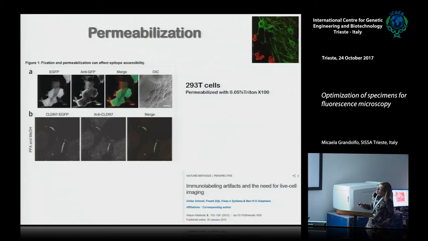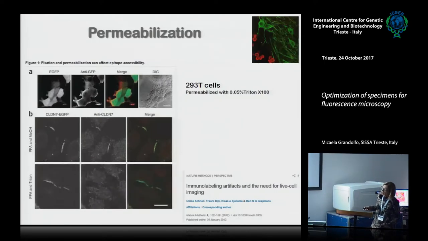Okay, these are the same cells fixed with PFA and methanol and expressing claudin 7. Claudin 7 is a tight junction protein tagged with EGFP, and you can see the fluorescence here. If you use the anti-claudin 7 antibody, you can obtain exactly the same pattern of staining. So you have a perfect colocalization of the two emissions. Okay? So this is a good fixation and permeabilization in this case.